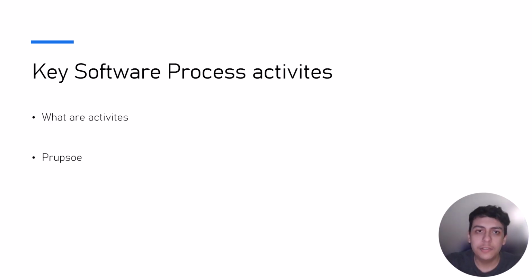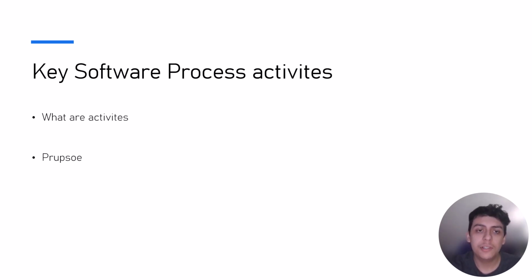So our next slide is key software process activities. So what are process activities? These are the core steps involved in developing software. Every software project, no matter the size or the method, goes through these essential stages to move from an idea to a working system.